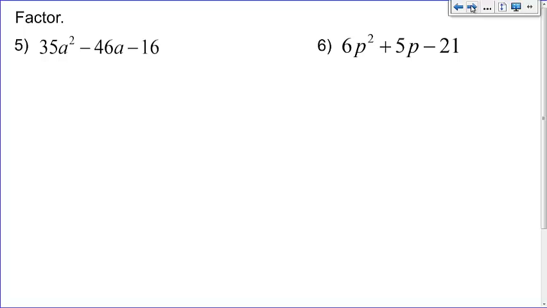All right, let's do number 5 together. And again, we're getting fairly large numbers to work with. It makes it a little tougher, but the AC method is actually a good method for this. And 35 times 16, I'm getting 560 for that. So breaking down 560, that sounds fun. Well, and I see here the difference needs to be 46.